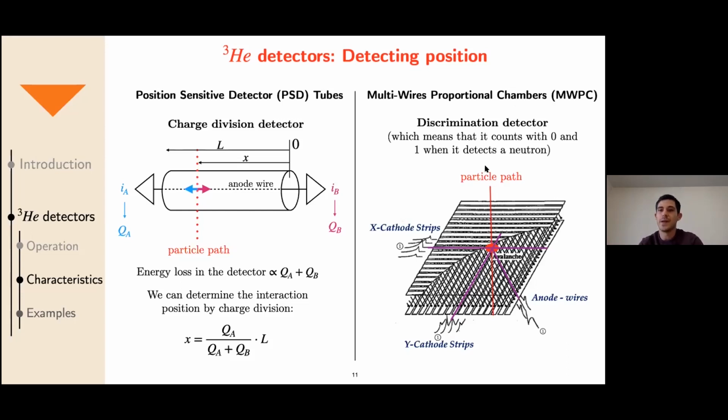And so here the particle path is represented in red, and we are measuring all the signals. 1 means that this is a neutron because the threshold energy is exceeded, and if there is a 0, it means that there is no neutron. And so we can make a coincidence of all the tracks, and so we will be able to localize the place of collision.